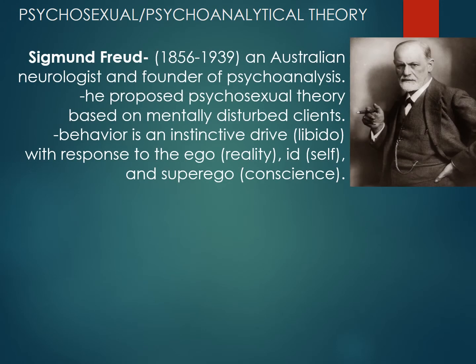Now, our first theory is the psychosexual or the psychoanalytical theory by Sir Sigmund Freud. And this theory was promulgated from the years 1856 to the year 1939 by Sigmund Freud, who is an Australian neurologist and the founder of psychoanalysis. So, Sigmund Freud proposed the psychosexual theory, and he based his theory in observing mentally disturbed clients.